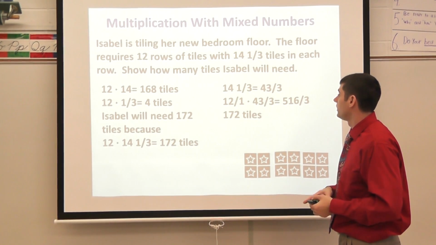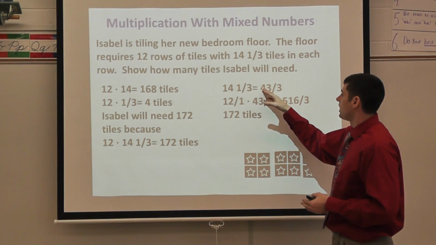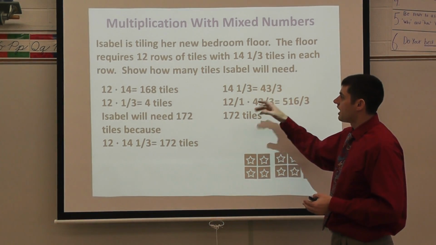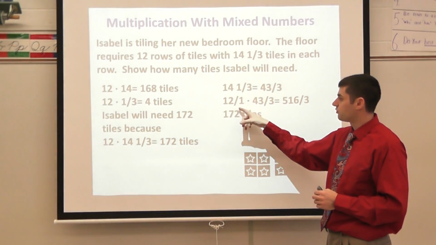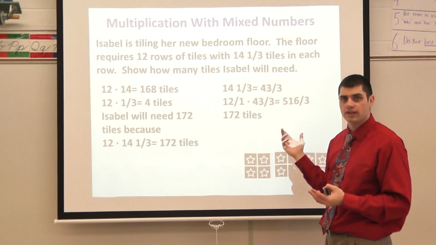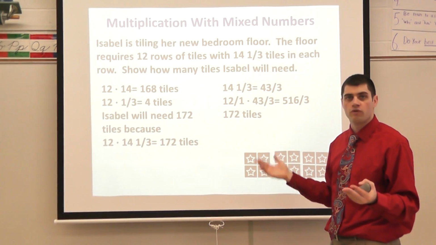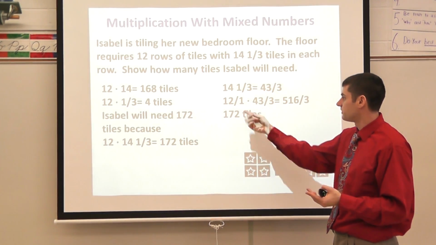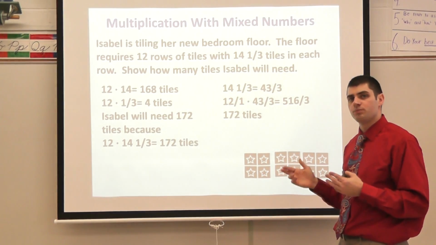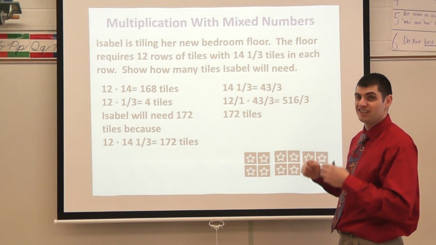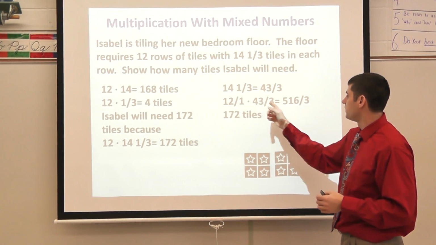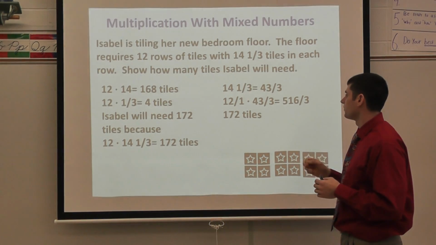Okay, so if I have 43/3, I can multiply that by 12. Remember, any number, say 12 over 1 is the same thing as 12. If I had 50, 50 over 1 is equal to 50. It's the same thing, I'm just putting it over 1. And we can multiply across. 12 times 43 would be 516, kind of a big number. And then 1 times 3 would be 3.